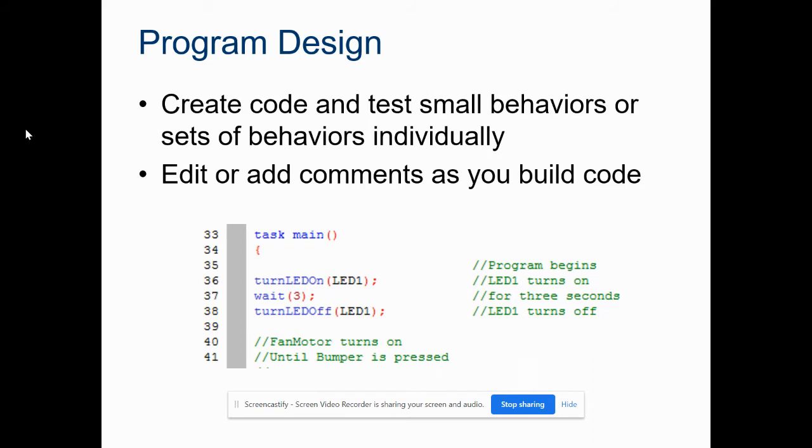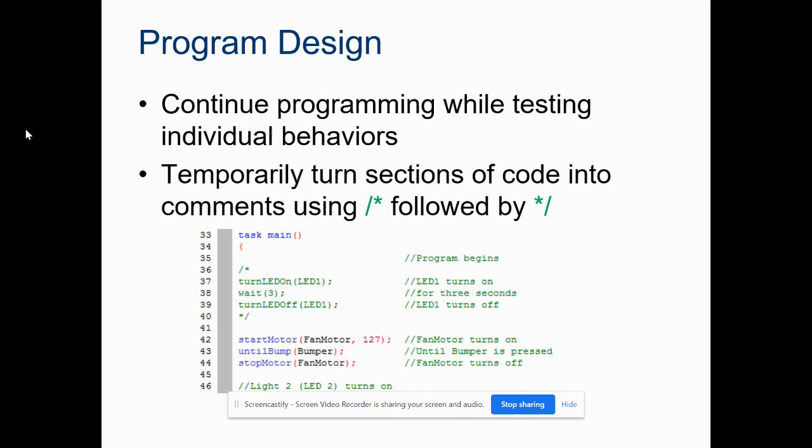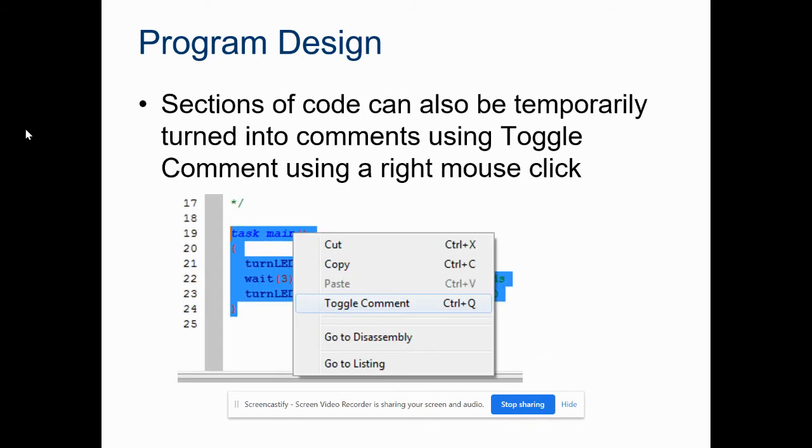Here is another simple program. An LED turns on. LED 1 is the name. It waits 3 seconds and then the LED turns off. Another example is a fan motor, until bump. Again, I just want you to understand that the green is between me and you, the pseudocode, and the blue and the red is what the robot will actually understand, the coding. Everything in the brackets, the task main, is what the robot will read.